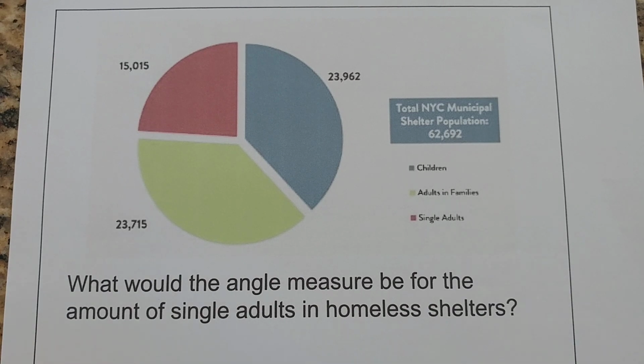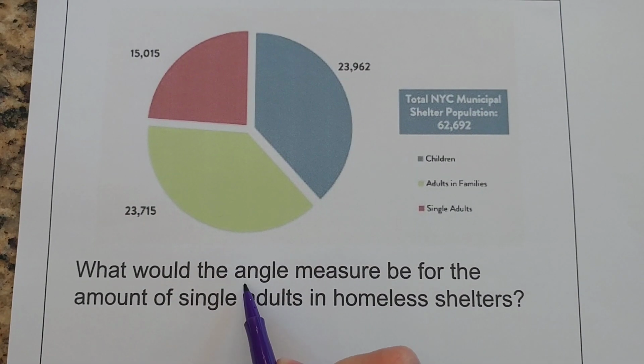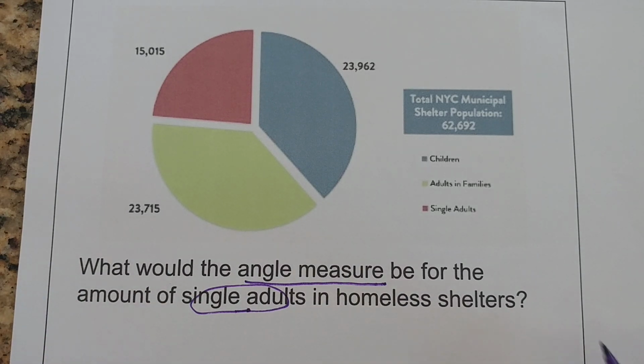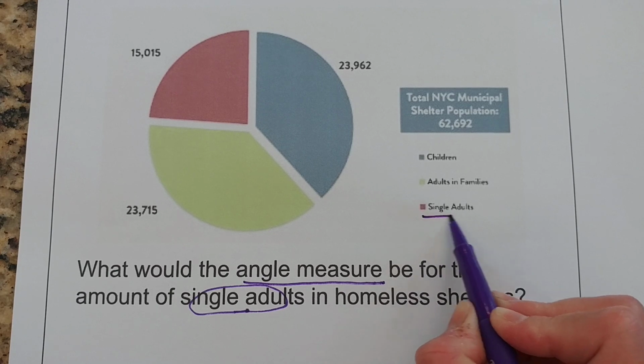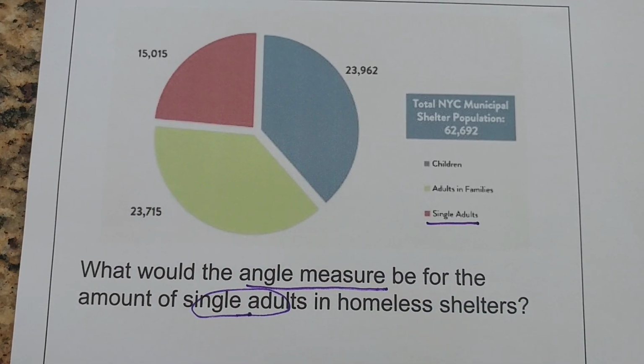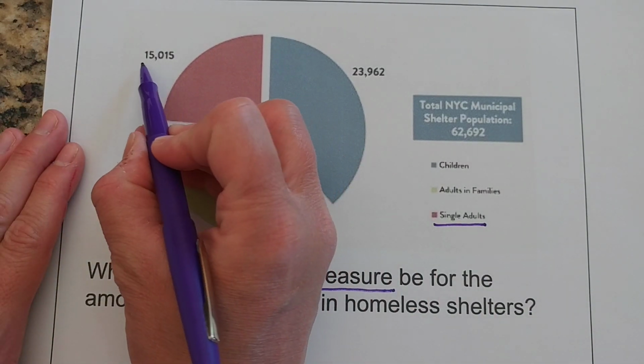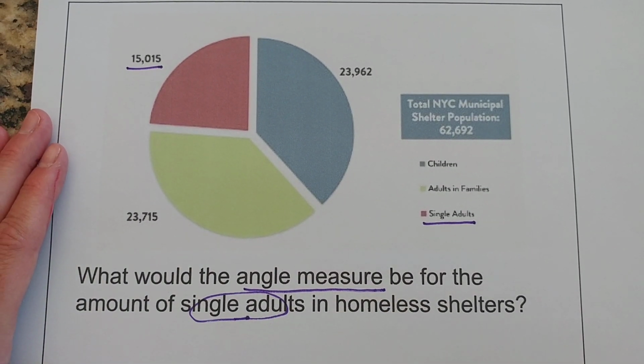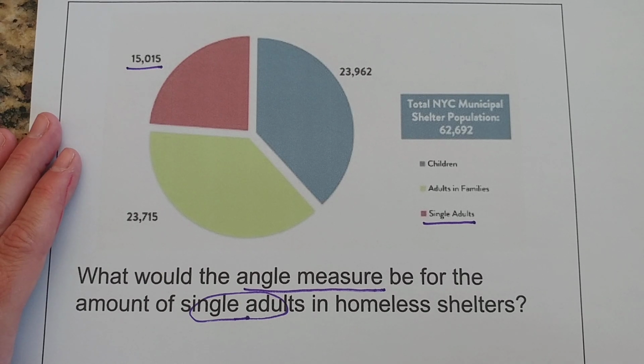Okay, in this next example, we can see that this tells us the amount of people that are living in New York City homeless shelters. Here, we're being asked, what would the angle measure be for the amount of single adults that are living in the homeless shelters? So here we can look at single adults, that's representing this red section, and we can see that this is the number of single adults that are in the shelters. Well, we want to know what angle measure that represents.